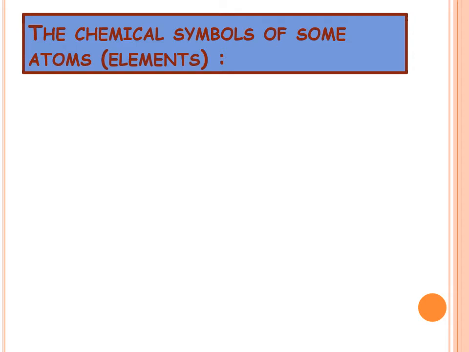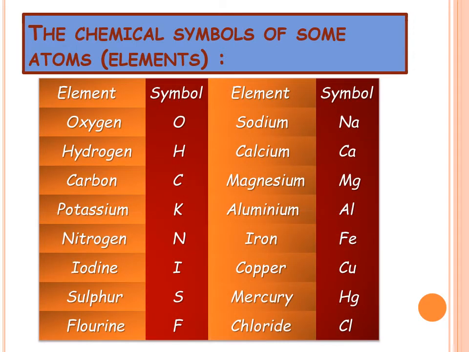The chemical symbols of some atoms or elements like oxygen O, hydrogen H capital, carbon C, potassium K, nitrogen N, iodine I, sulfur S, fluorine F, and other elements which consist of two letters. The first letter is written in capital and the second in small: sodium Na, calcium Ca, magnesium Mg, M capital and g small, aluminum Al, iron Fe, copper Cu, mercury Hg, chloride Cl.